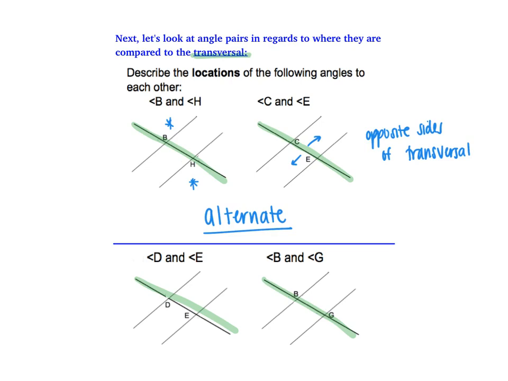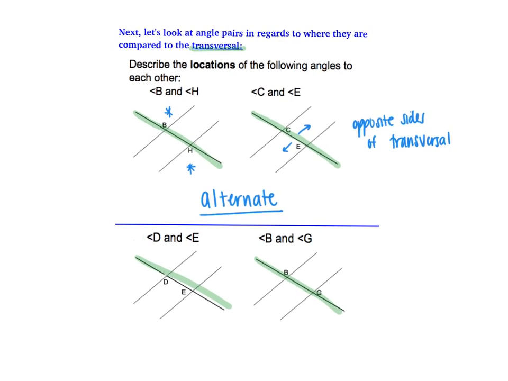So if we look at the next few, we have D and E and B and G. Well, now we only have one side of that transversal. So instead of being alternate sides, they're on the same side. So a way to describe D and E to each other would be they're on the same side of that transversal. Same thing with B and G.